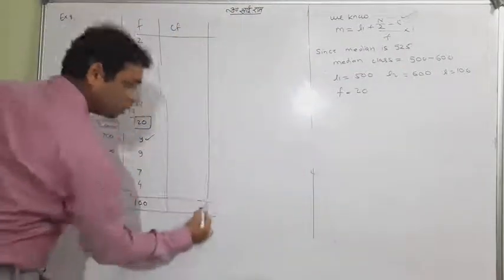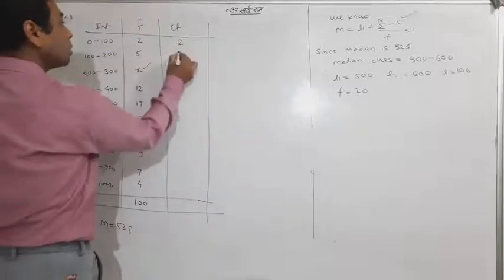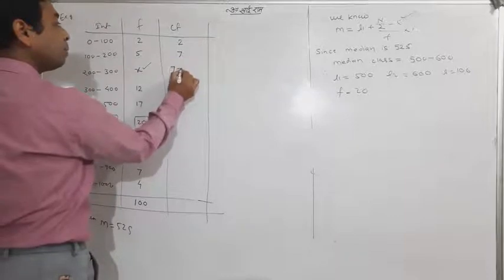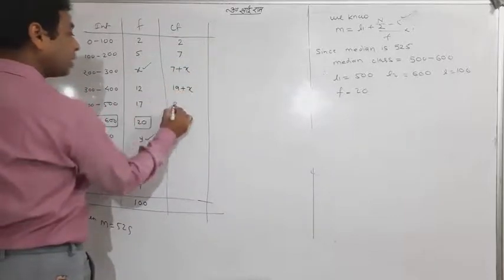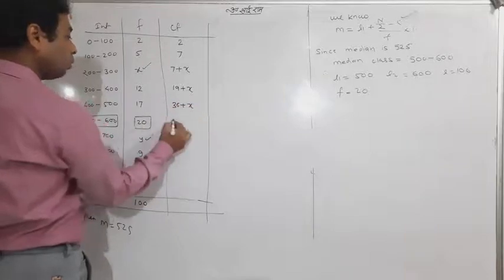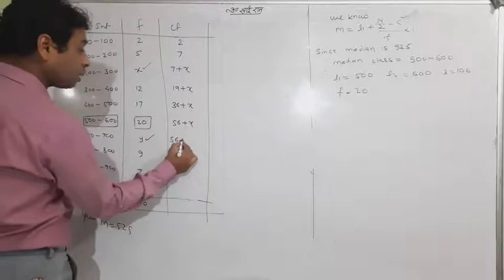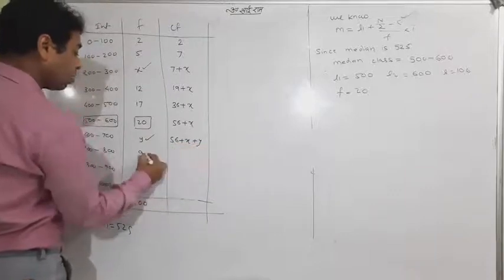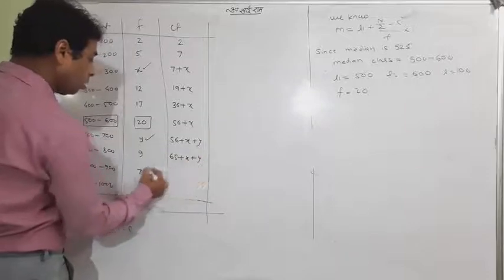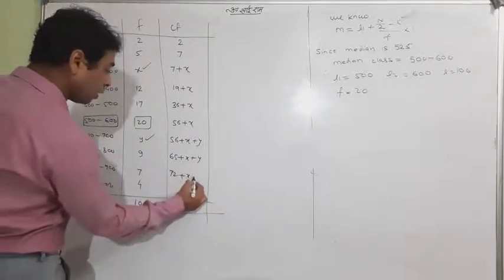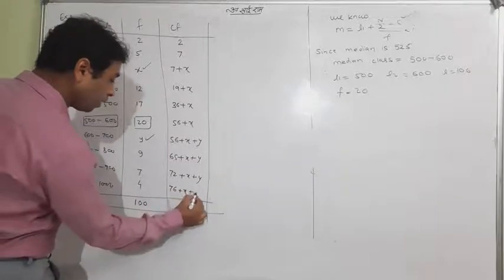Cumulative frequency. What is cumulative frequency? This is 2. This is 7. 7 and x, so 7 plus x. 7 and 12, 19 plus x. 19 and then 36 plus x. These two will be 56 plus x. Now this is y. Student, 56 plus x plus y. Now these two, 65 plus x plus y. Now these two, 72 plus x plus y. Lastly these two will be 76 plus x plus y.